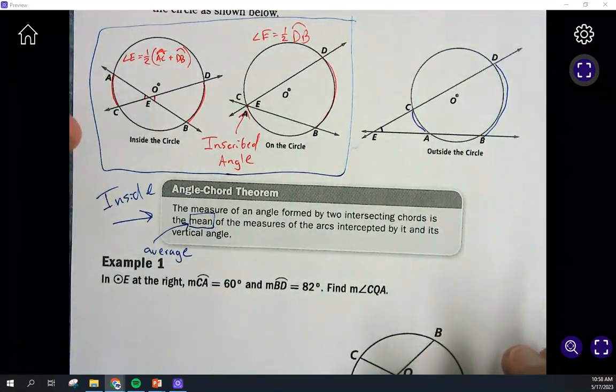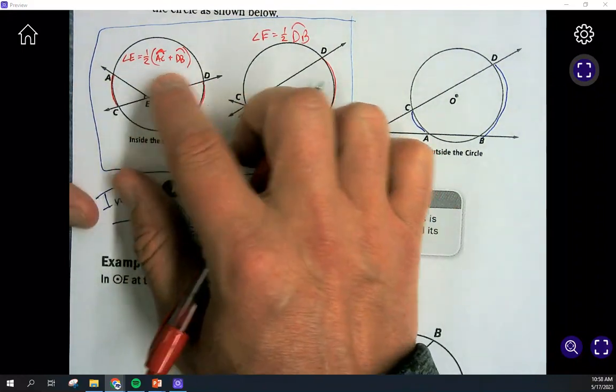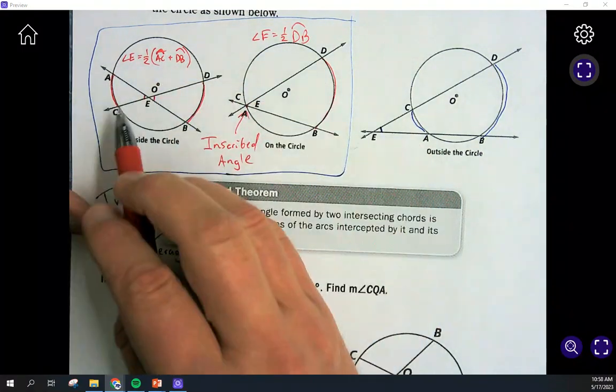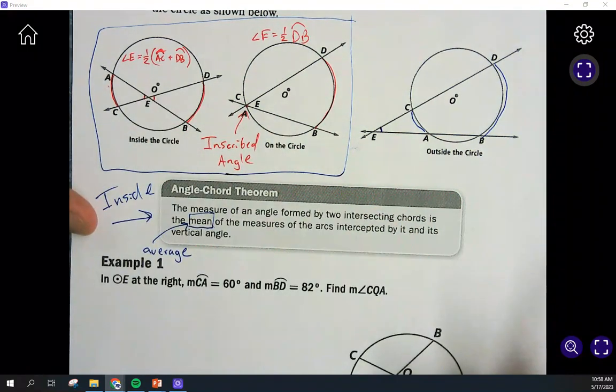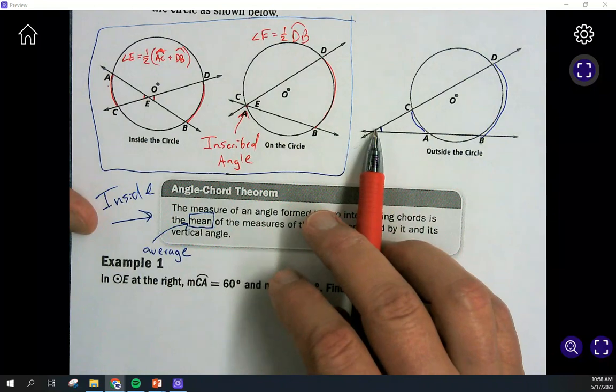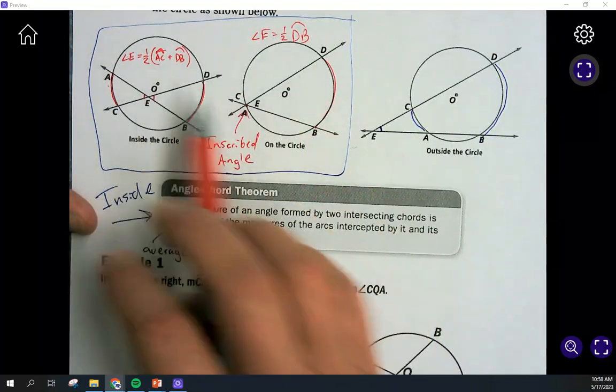Now I'm going a little fast right here because once we boil this all down to what it is, it's very simple. You just add the arcs and take half, divide by 2, and that will give you the angle. And it's going to work a little bit differently out here. Now let's talk about why these are related.